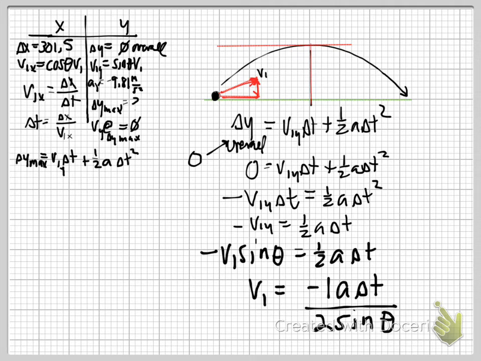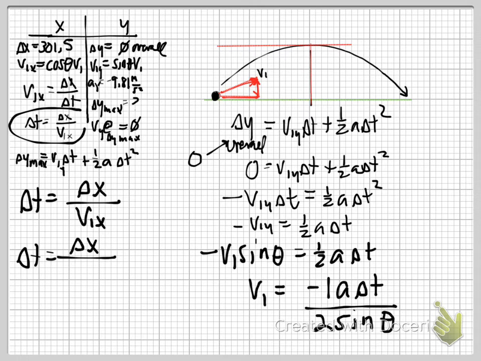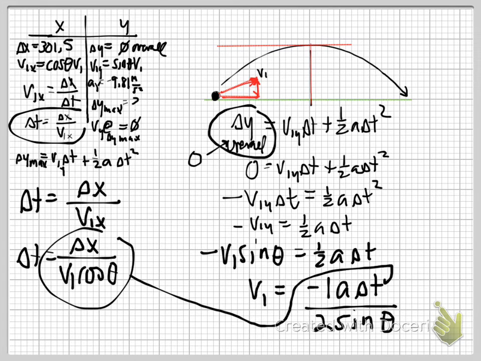So let's go back over and look at the expression that we got here. So delta t equals delta x over vix, which means delta t equals delta x over vi cosine theta. Now, this was delta y overall, which means we are looking at the entire flight path of this ball right now, which means we have a delta x, which is the 301.5. We're not ready to plug anything in. Don't even think about it yet. But that means we can take this and stick it in here. Now, the algebra is going to get real ugly. I'm just going to warn you.